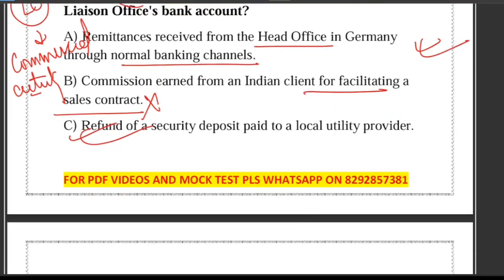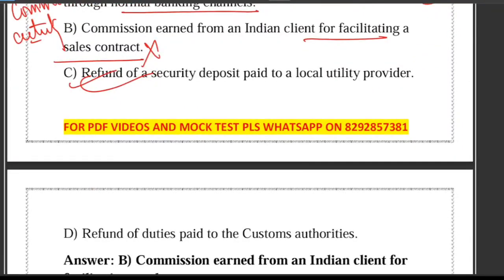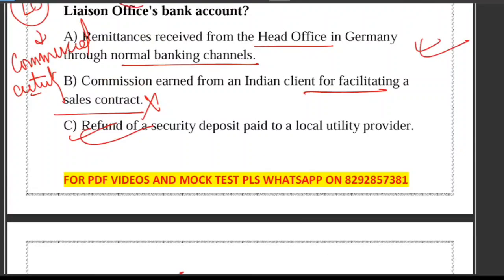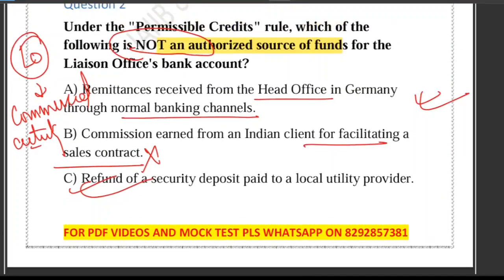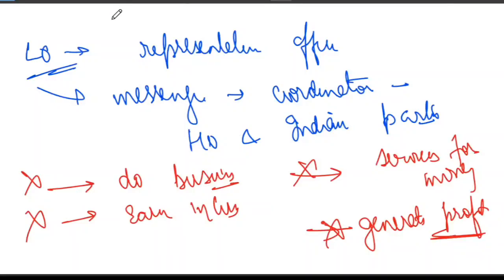D says refund of duty paid to customs authority. This is also allowed because refund from government agencies like customs or tax authority is a part of the permitted list. So B is completely prohibited, right? So remember, a liaison office is not allowed to earn commission. Please remember it. They are not allowed to facilitate sale for profit, charge service fee, or do business operation, right?